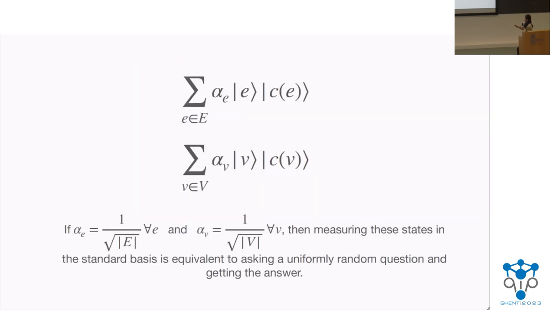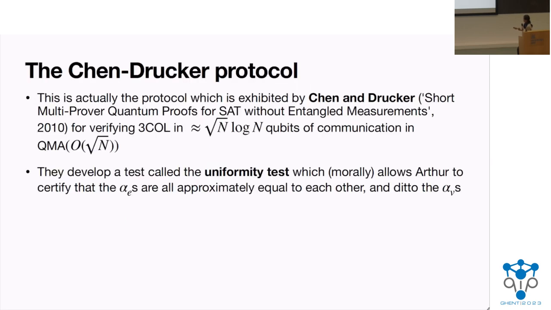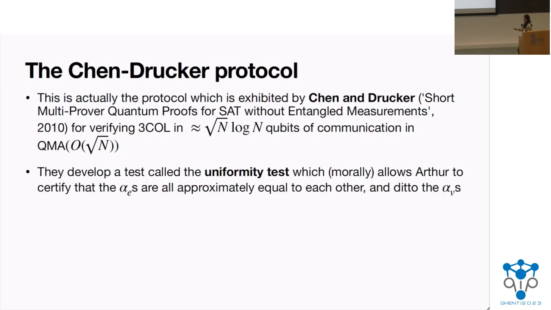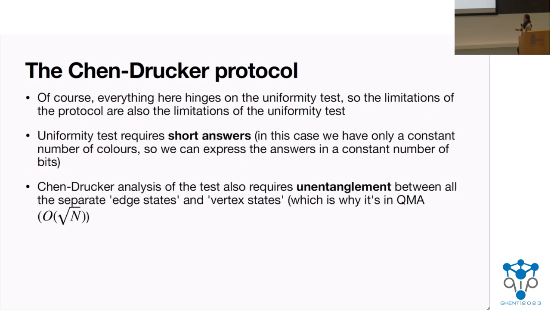The log n just comes from the fact that these states are not actually constant length, they're about log n qubits long, and with about root n qubits. So Chen and Drucker developed this thing called the uniformity test, which morally allows Arthur to certify that all of these weights are actually approximately equal to each other. So it'd be bad, obviously, if the Merlins could somehow give you states that have unequal weights, right? They could just weight the parts of the graph that are actually colorable, even if the whole instance is not, right? So you need something to certify that they're approximately actually a uniform distribution, and there's this uniformity test to do that. But then, of course, your whole protocol hinges on the uniformity test, so the limitations of the protocol are also the limitations of the uniformity test.